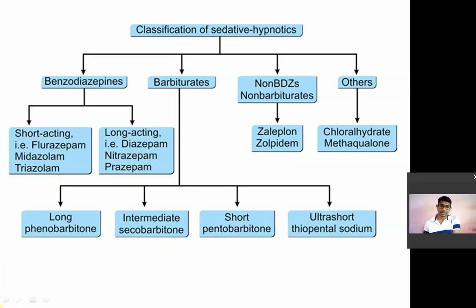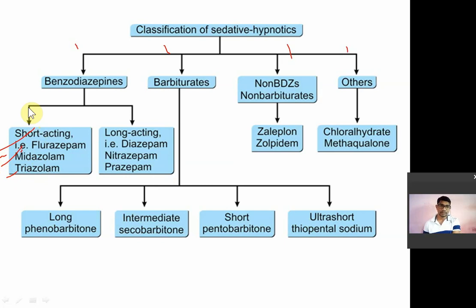Again, see the classification of sedative hypnotics. This is from another book. First is benzodiazepines, second is barbiturates, third is non-benzodiazepine derivatives, and fourth is others. In benzodiazepines you have two subclasses, which most books have not mentioned, but this book has given. First is short-acting benzodiazepines: flurazepam, midazolam, and triazolam. These three drugs are short-acting benzodiazepines.